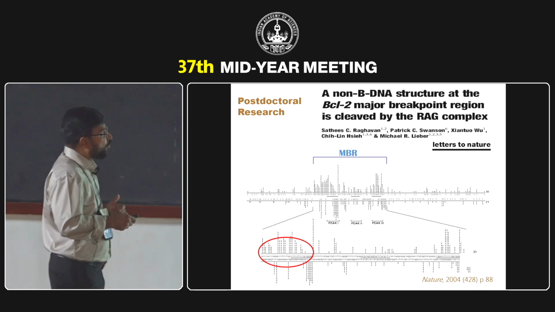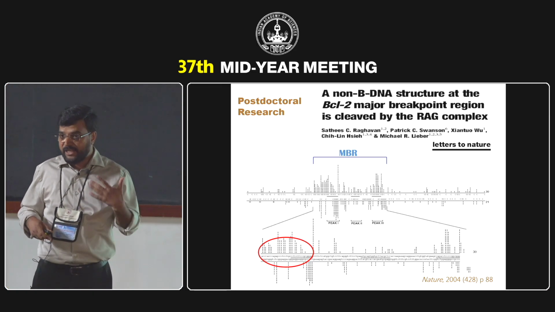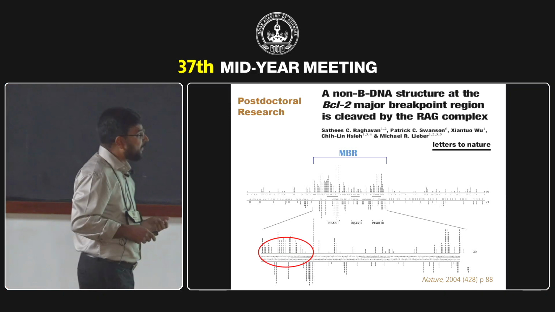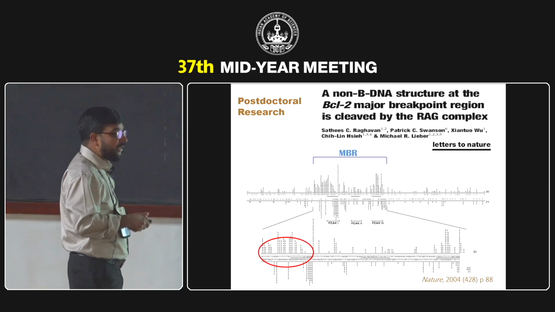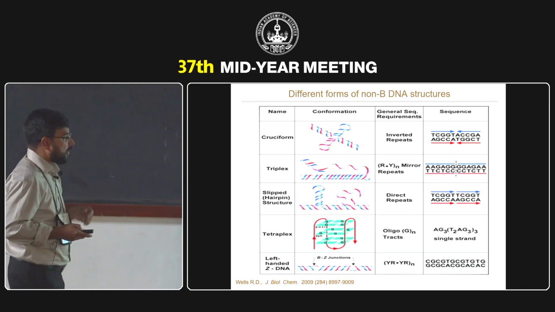And then we also went on to show that there is a protein called RAG, recombination activating gene. These are normally responsible for immune system diversification. I'm sure the students will know, right? And this protein can aberrantly cleave these kinds of structures. That's what we showed during my postdoctoral studies.